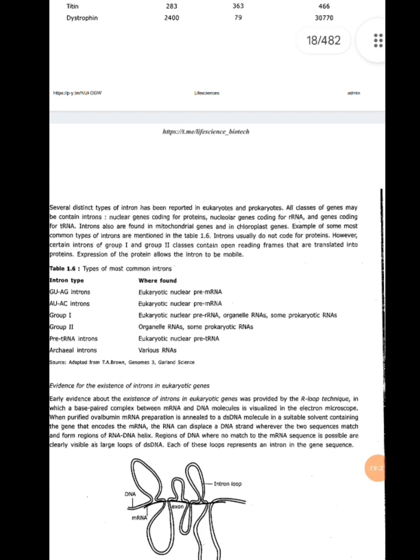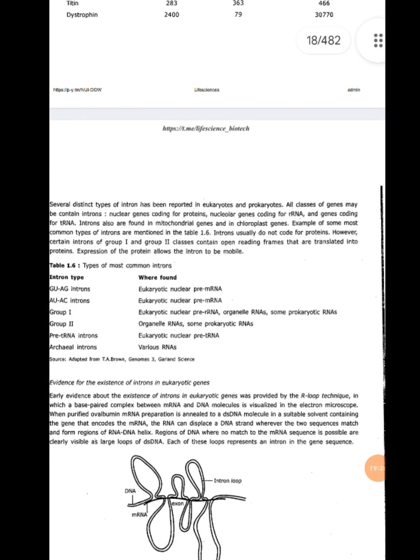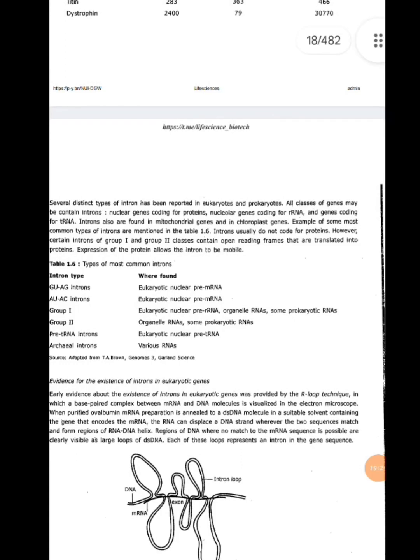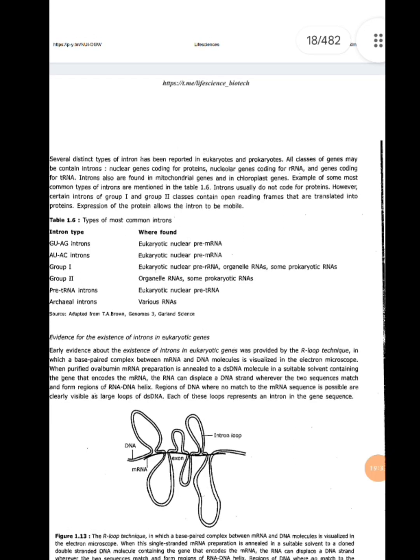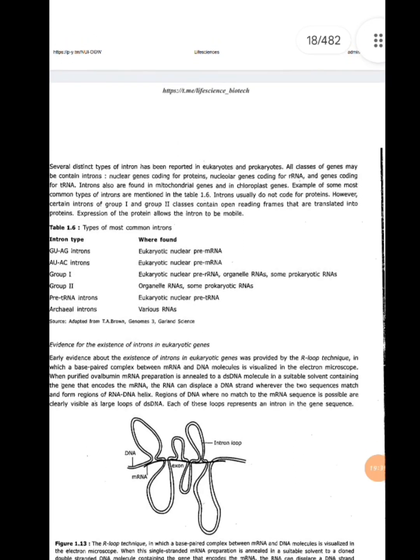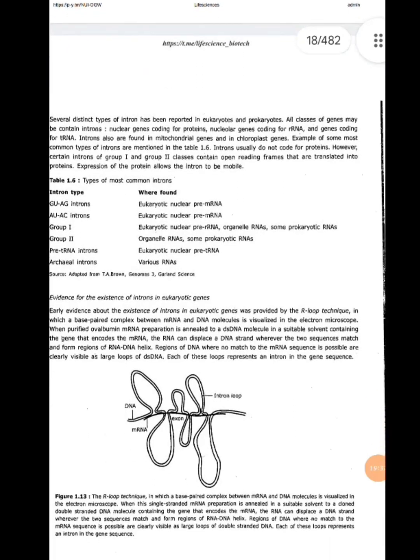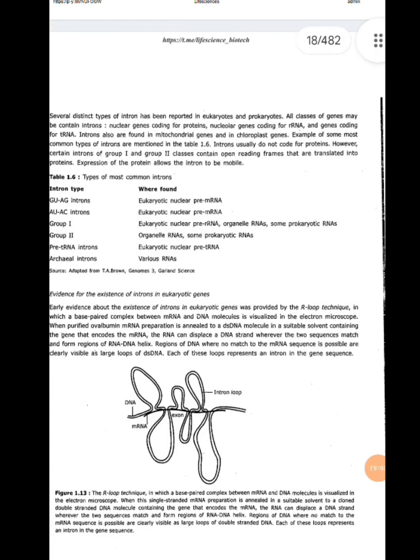You can see the number of exons is not related to the size, okay. Average size of intron is 466. Dystrophin is 2400 kb, exons is 79, size of intron is 30,000.